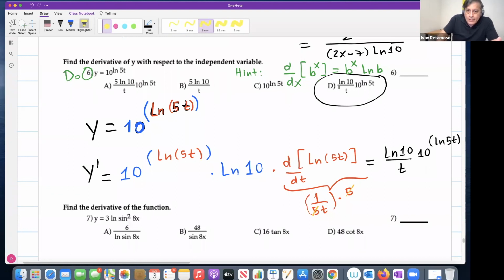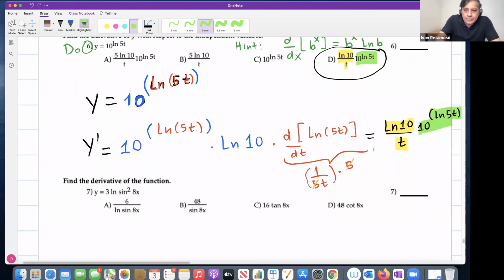Maybe I should use highlighters. Look, this part is here. And this part, they drop the parentheses, right? Something the mathematicians often do. When they don't need parentheses, they drop them. But this part is that, right? Yeah, very good. Great. Number 7 now.